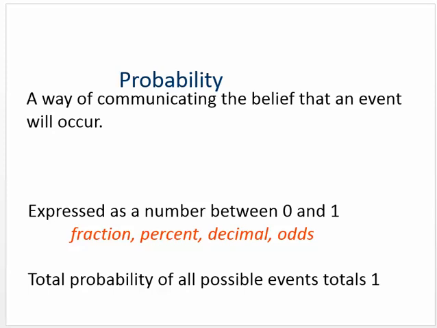Some things I want you to know about probability. We're typically going to express it as a number between 0 and 1. A lot of times it's written as a fraction, so we're going to use numbers like 1/2. The other thing you'll get is a percent. The other options aren't quite often used. The other thing I want you to know is the total probability. The total probability is going to have a total of 1, meaning something has to happen every time you do this experiment.